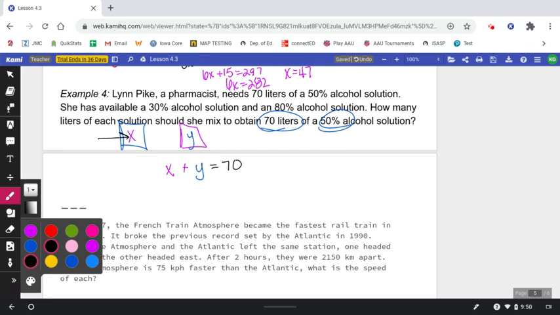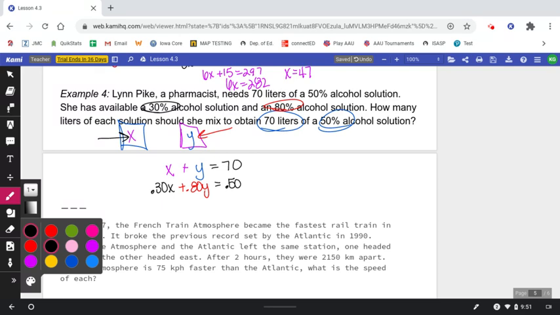We also know that the percentage of X we have is 30%. So 30% in that one. And we know the percentage in the Y container is 80%. And we need a total of 50%. Now, a lot of people's mistake is they just leave this set equal to 0.50.